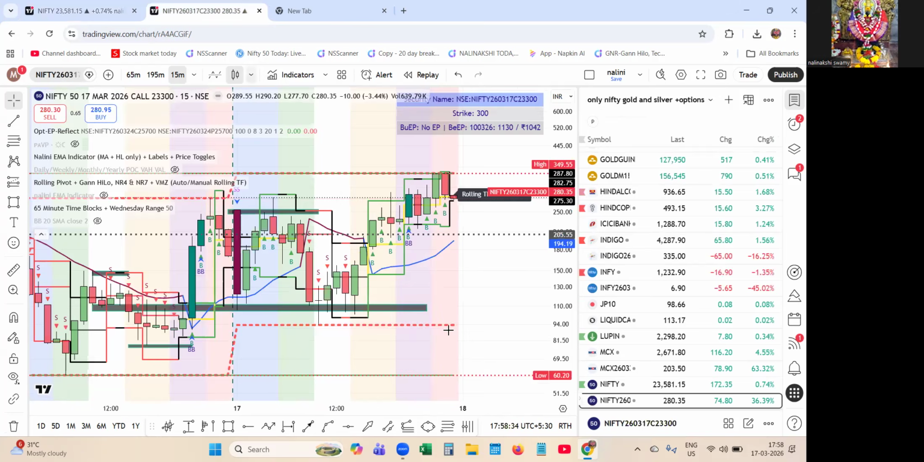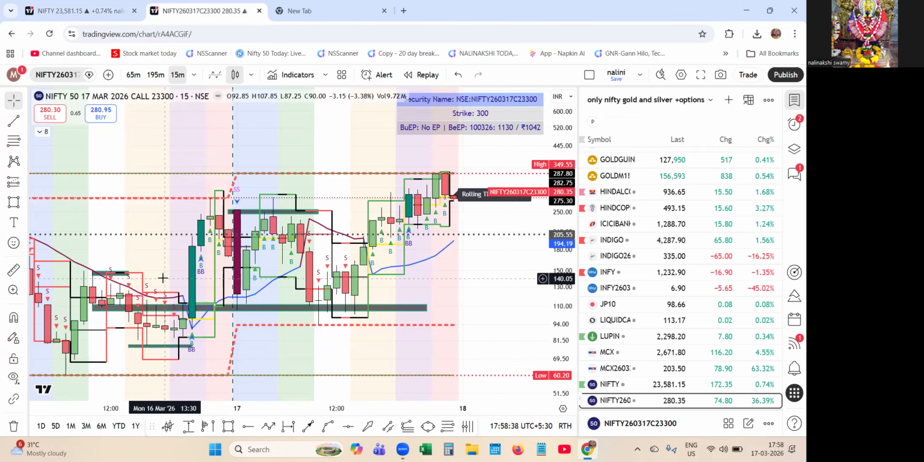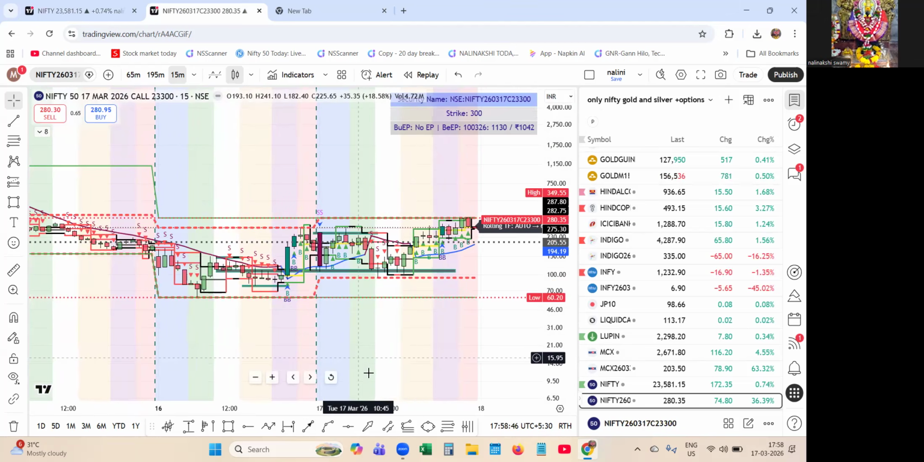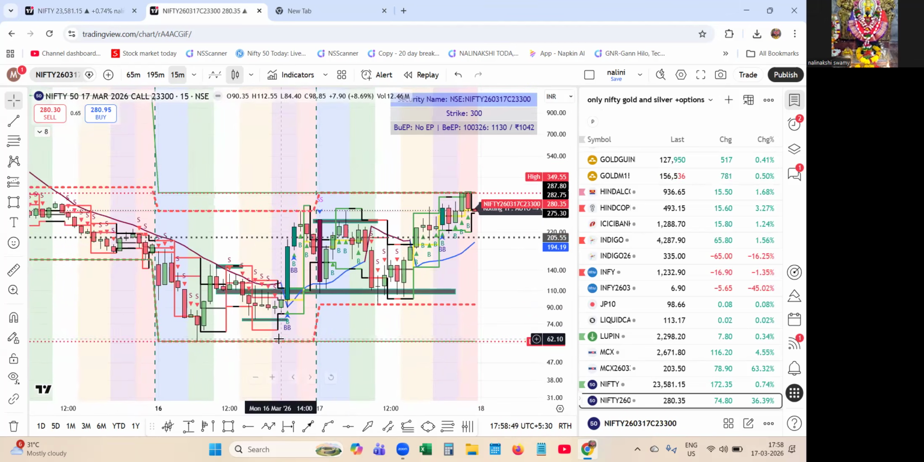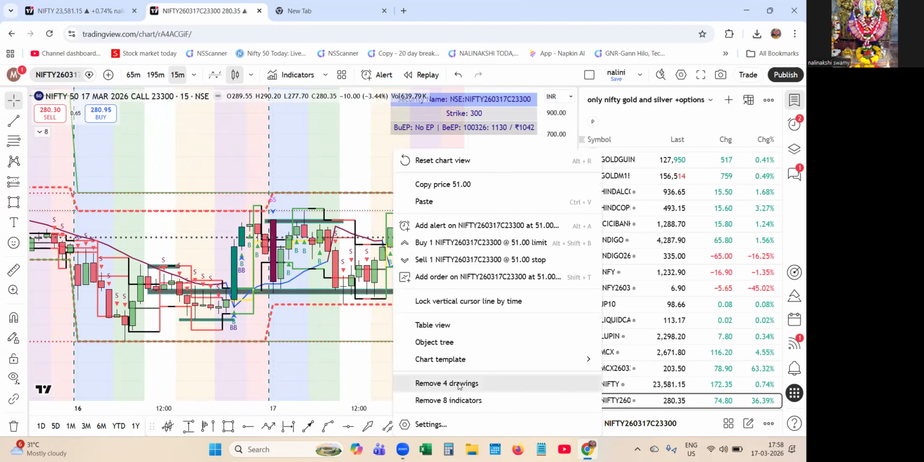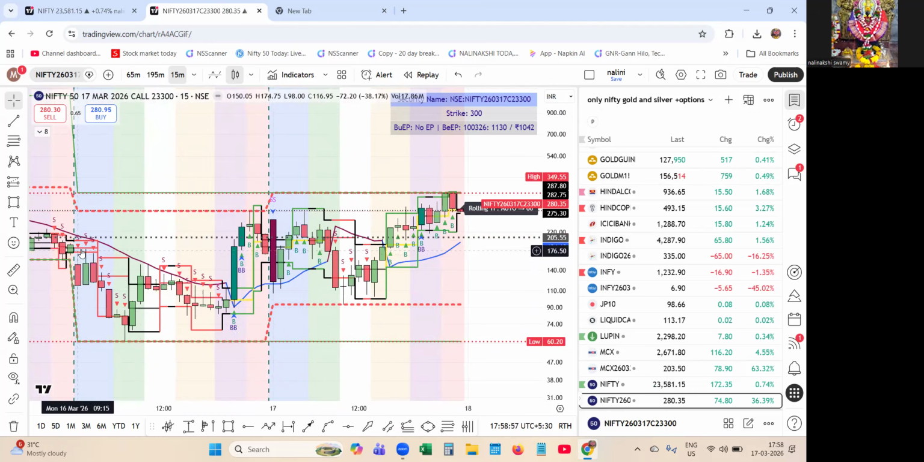Same thing. If you go to the 23,300 call option, the first thing we need to do is go to the previous day. What happened on the previous day? Let me remove 4 drawings. The first hour high and the low. 1, 2, 3, 4 candles. Let me mark.